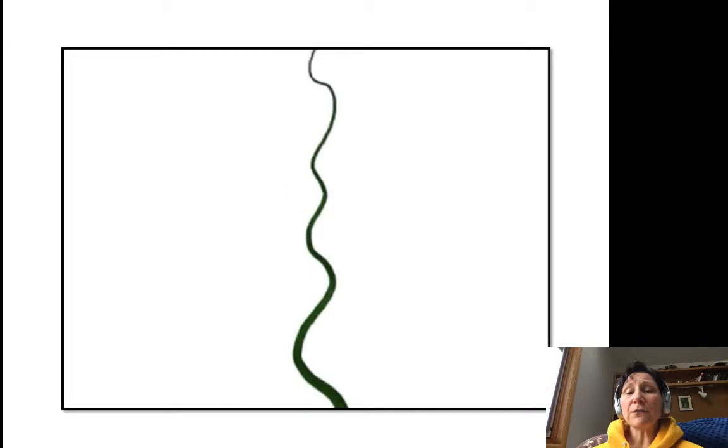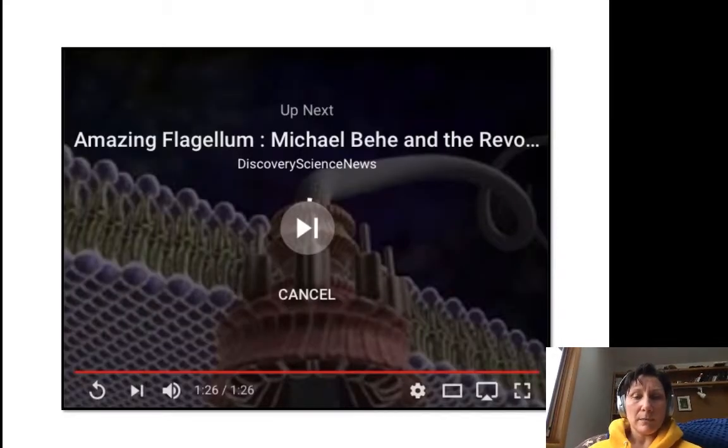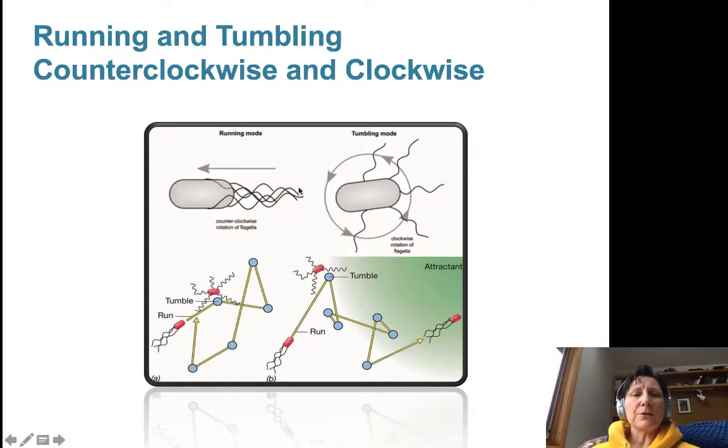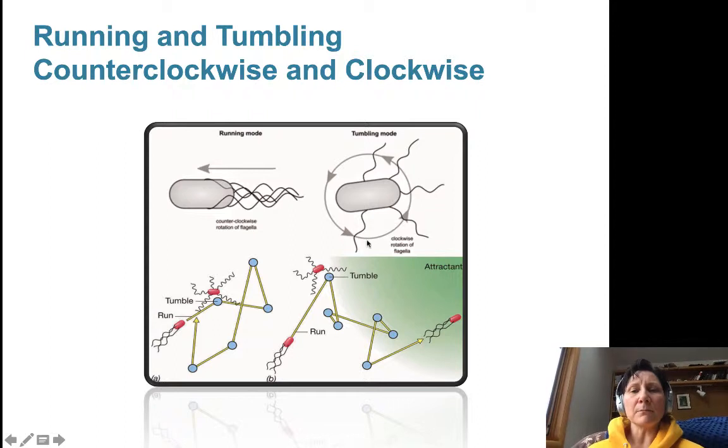Now, those different movements, clockwise versus counterclockwise, correspond with the mode of movement that these bacteria will display. If the motor is turning in a clockwise fashion, you get what's called the running mode. Basically, it's going in a roughly straight line direction. When it turns around, that's counterclockwise. When the motor is turning in the other direction, it does what's called a tumbling mode.